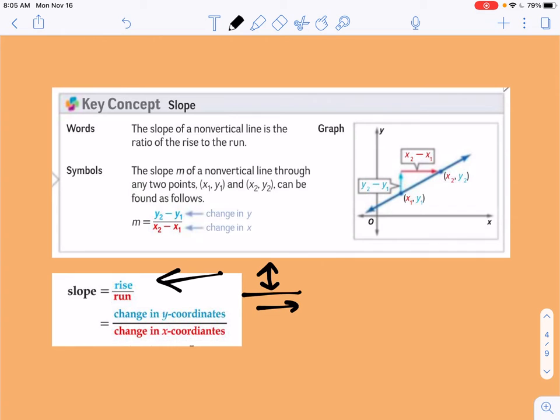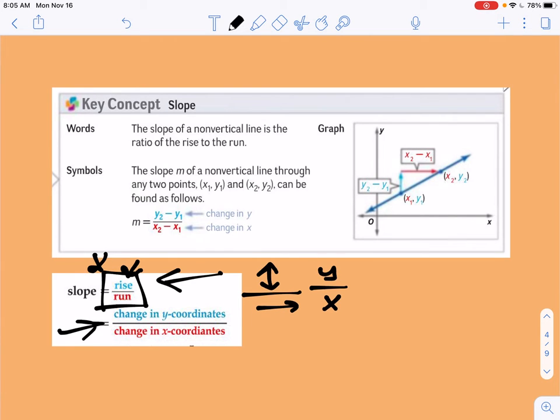I always use really specific language in here, and I always say from left to right. How far does it go over from left to right? We're just looking at this right now. So if you think about that in terms of what we were talking about with rate, your up and down is your y-coordinate, right? It's your y. It's how much does it change in y, versus your left to right is how much does it change in x.